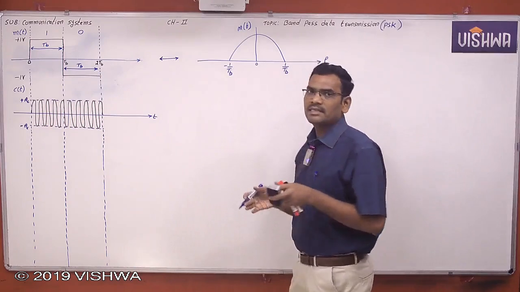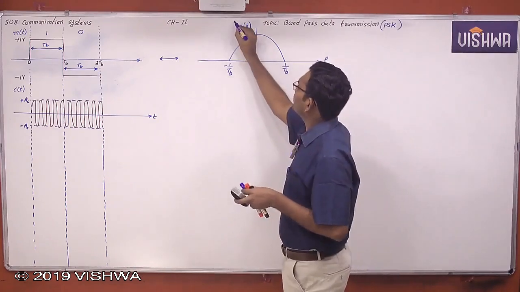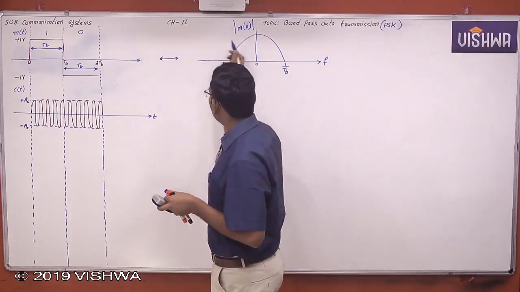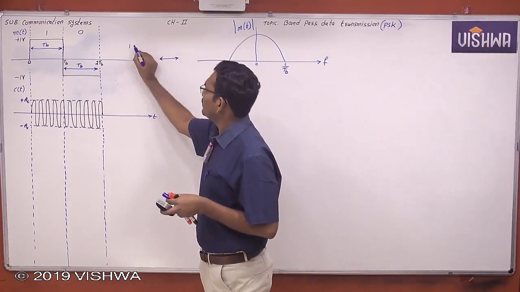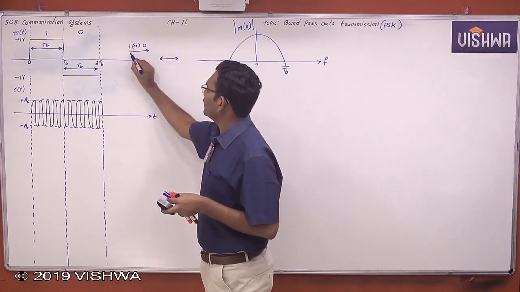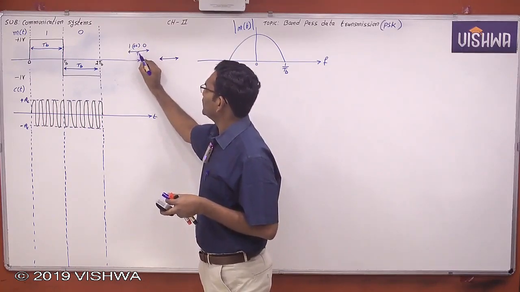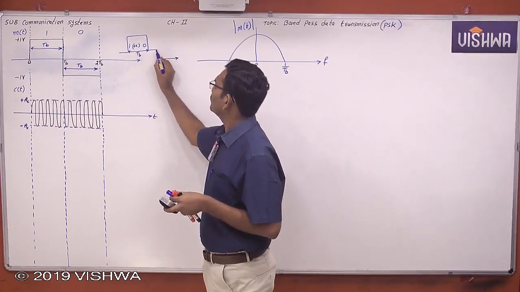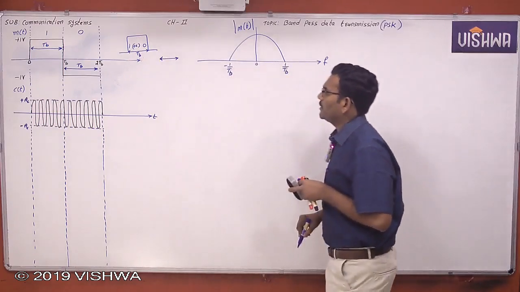On the negative side, this is the magnitude spectrum, the modulus, so you can take the positive side itself. Whether it is a binary 1 or a binary 0, the pulse width is TB, therefore the bandwidth is the same, 1 by TB.